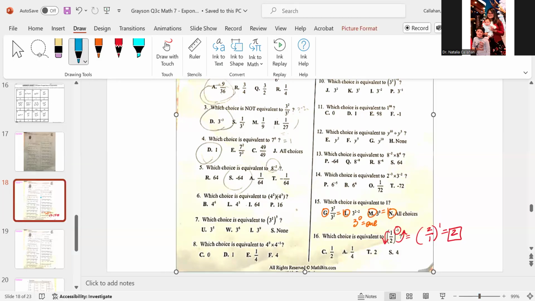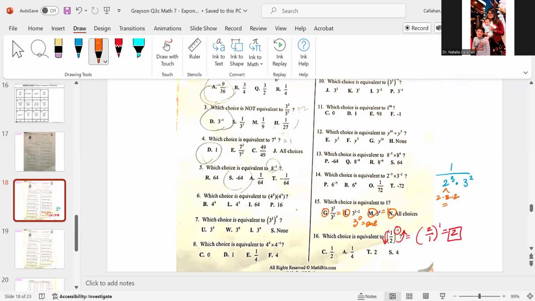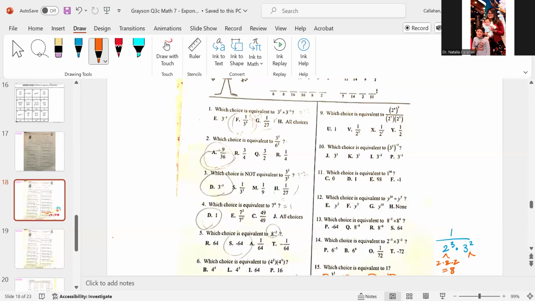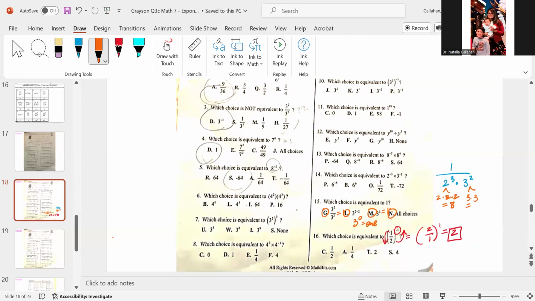Which choice is equivalent to that right there? So looking at this, do you see how it's positive or negative? So move it down, so that becomes positive, right? Then from there, you know that 2 times 2 times 2 is 8, right? This right here is going to give you a 9. 3 squared is 3 times 3, which then gives you a 9. So then lastly, what is 8 times 9?